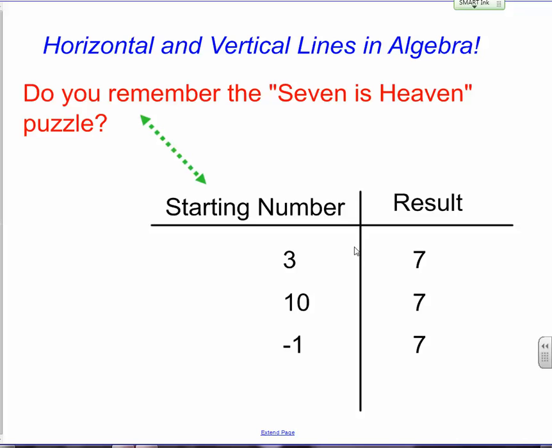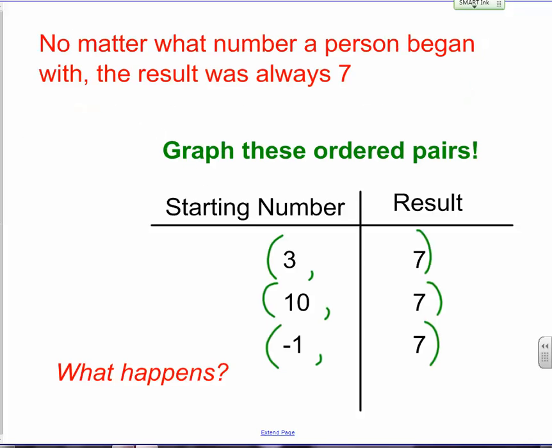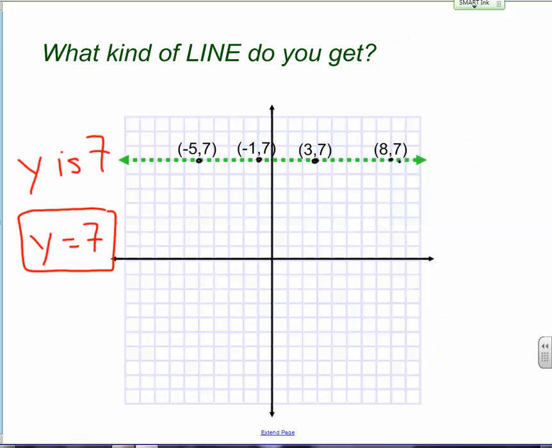So if I make a table, these are like ordered pairs, and I can graph them on the coordinate plane, which is just an x and y axis, and this becomes the ordered pair 3, 7, and the ordered pair 10, 7, and the ordered pair -1, 7. And when you graph them, no matter what x you put in, y is always 7. So when you connect these points, you get a horizontal line.